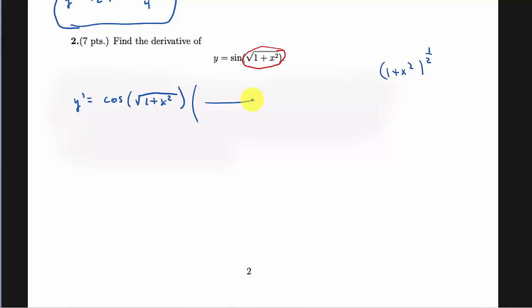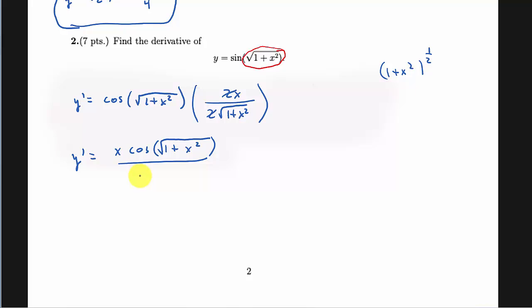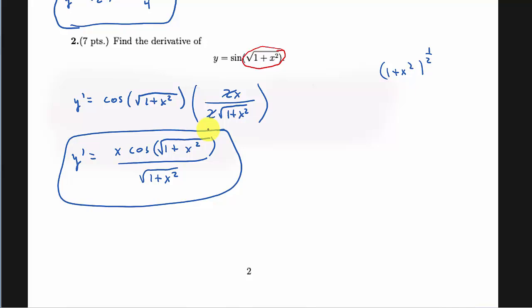So whenever you're taking the derivative of a square root, whatever the square root is, you write 2 times that in the denominator, and then in the numerator you put the derivative of what's underneath the square root, which is 2x. Derivative of 1 plus x squared is 2x. And so we can see the 2's cancel, so we got y prime is x cosine square root of 1 plus x squared over square root of 1 plus x squared, and there's your answer. All right, so you can see so far this test is not bad at all, pretty easy.